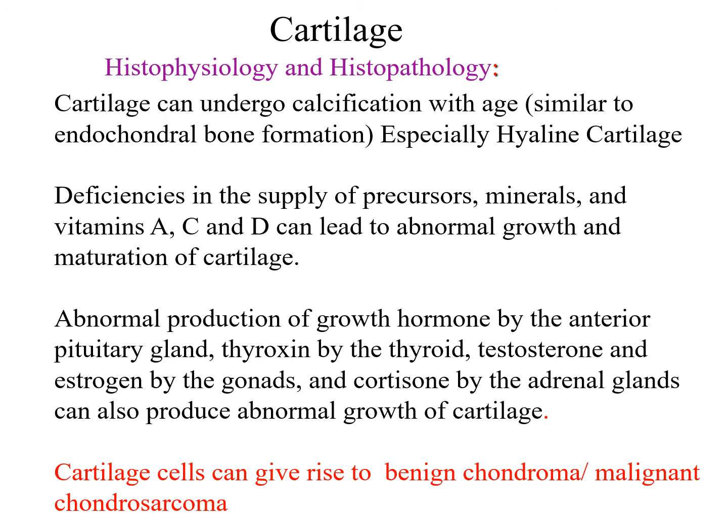Now, there are certain important things to remember with cartilage which are of clinical importance to us. Cartilage can undergo calcification with age, especially hyaline cartilage, or only hyaline cartilage actually. Deficiencies in the supply of precursors like minerals and vitamins A, C, and D can lead to abnormal growth and maturation of cartilage. Abnormal production of growth hormone by the anterior pituitary, thyroxine by the thyroid, testosterone and estrogen by gonads, and corticosterone by the adrenal glands can also produce abnormal growth of cartilage. Cartilage can give rise to benign chondromas and malignant chondrosarcomas. So these are the tumors of cartilage.